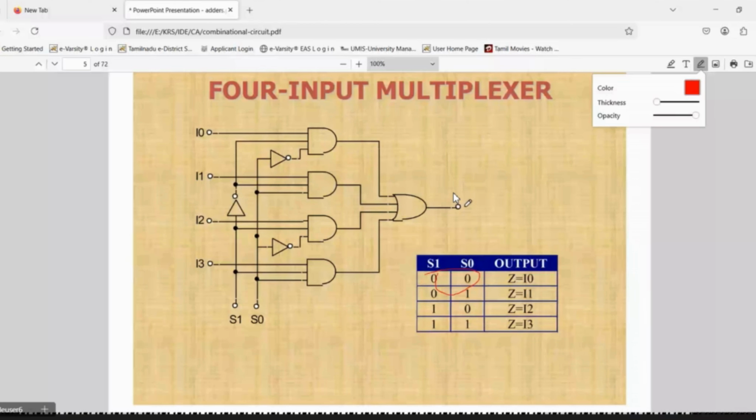Next, selection line value 0 1, then it takes the input from I1. Then the output also equals I1. Therefore the output equals I1. Similarly, if the selection value is 1 0, it takes input from I2. Therefore the output equals I2. That is Z equals I2. Similarly, if you assume that the selection line is 1 1, it takes input from I3. Therefore the output is Z equals I3.